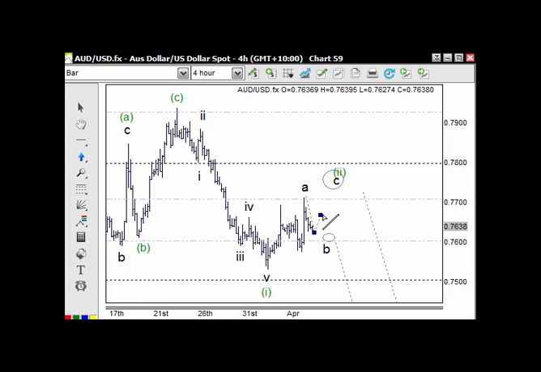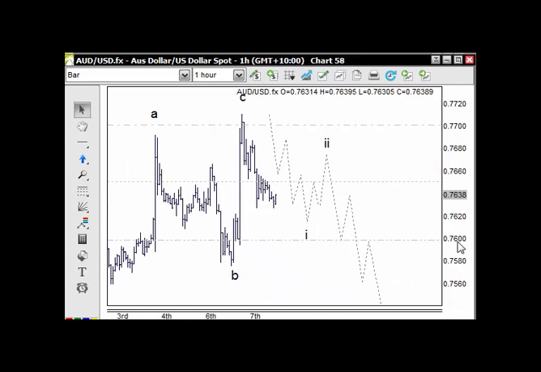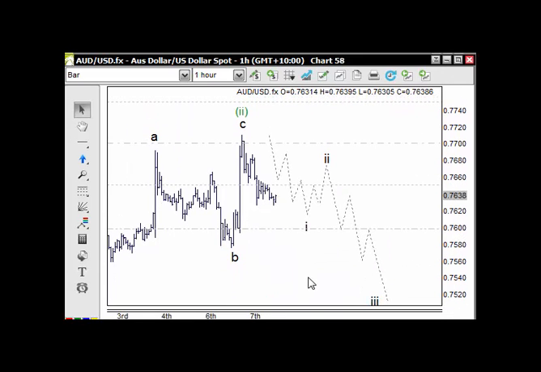The wave B will be in 3 waves, and then the wave C here would be in 5 waves. So we could get this before we see it come down here further. So be very careful about that. We're in the middle of this thing, but that 76 will be a nice line in the sand to work with from the outset. So for a moment, let's just imagine that we have wave 2 in place here.